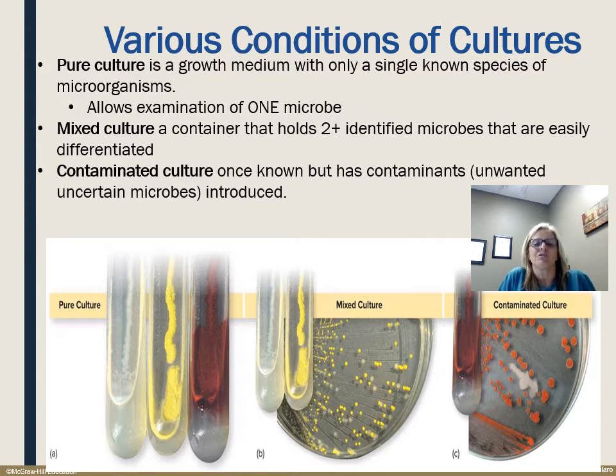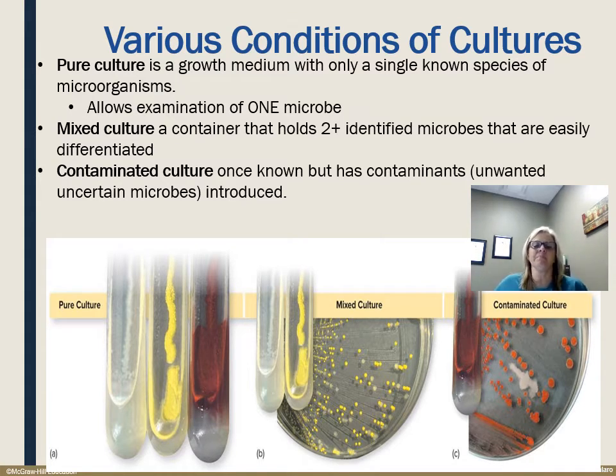Anyway, pure culture. This is a growth medium where you have only a single known species, so that it's pure. It's only that species. It has one microbe in it. A mixed culture is going to be a container that can hold two different types of identified microbes that are easy to tell the difference between. And we often see in the lab, we have contaminated cultures. This is one that was once known, and this has happened, I can't tell you how many times, but it has somehow gotten an unwanted microbe and it has become contaminated.